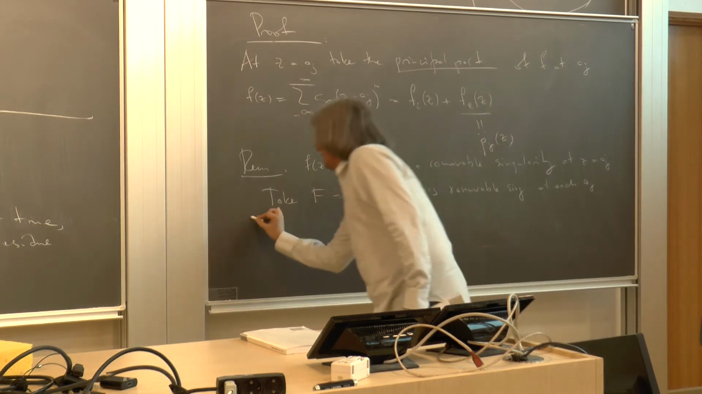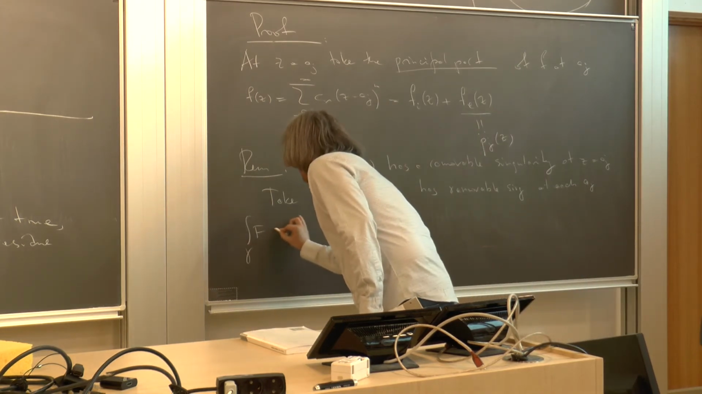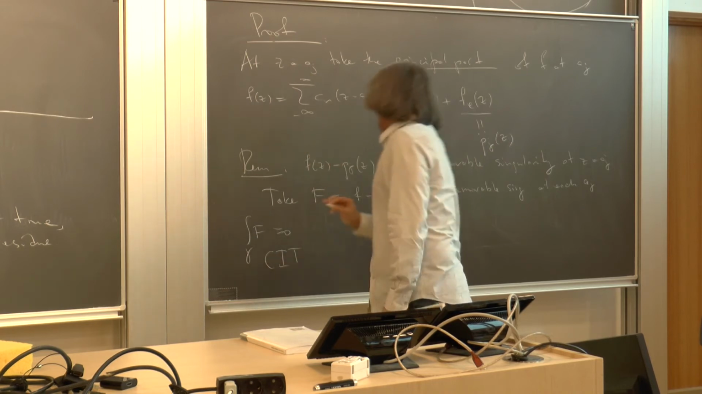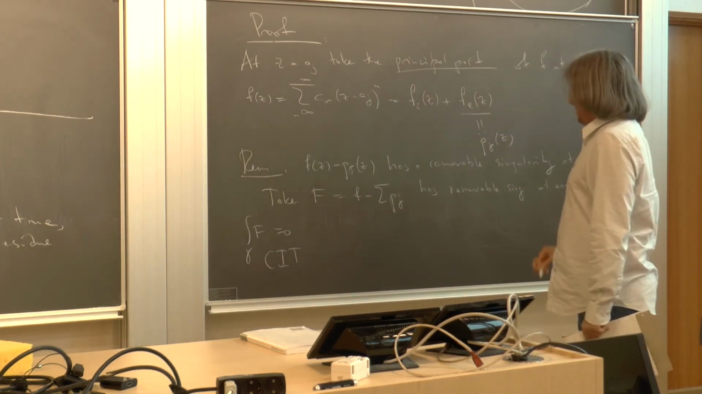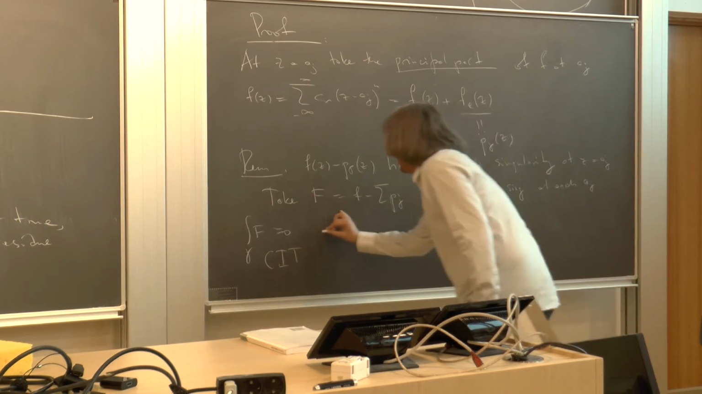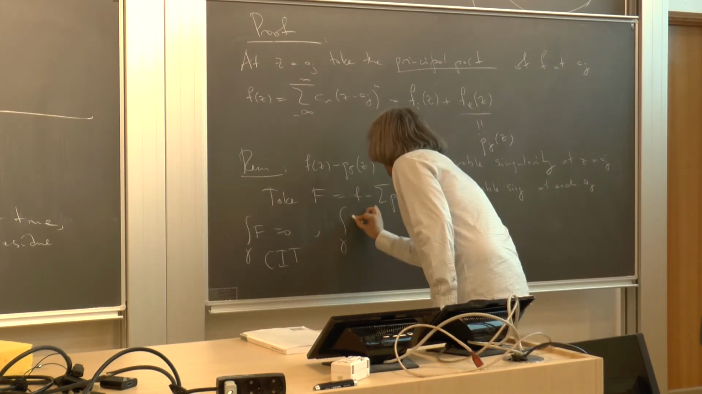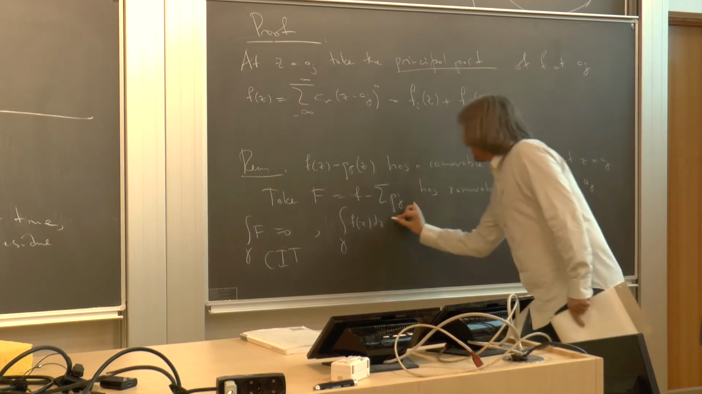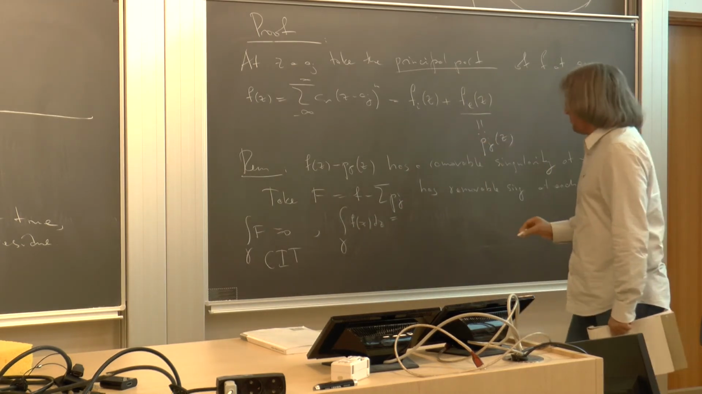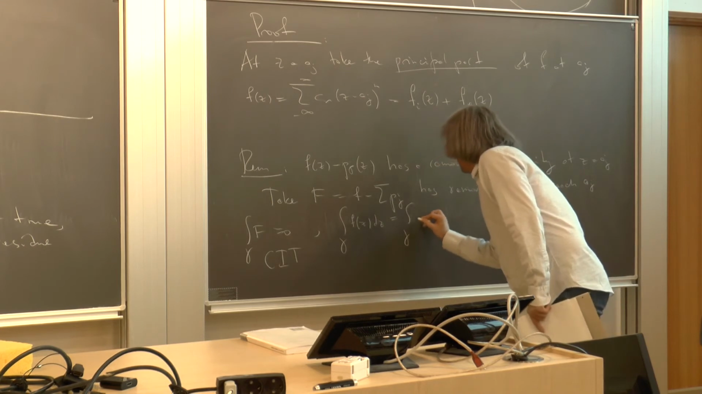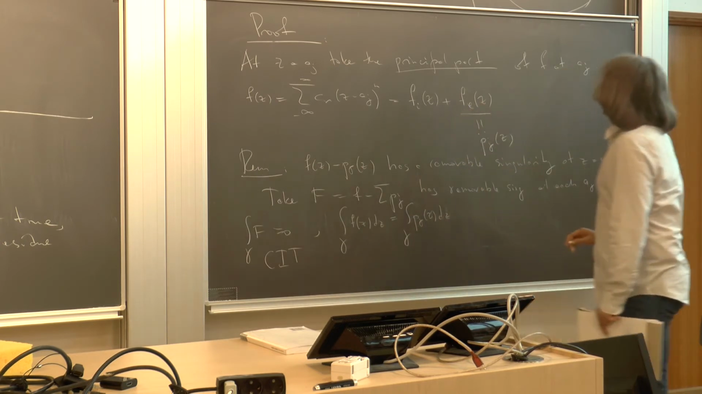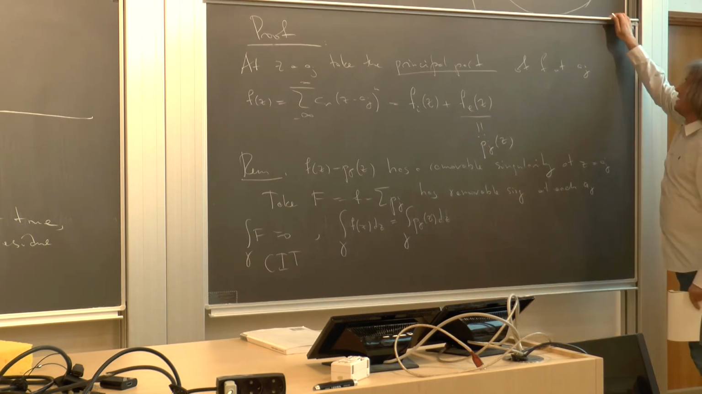So then the integral over gamma of this function is 0 by the Cauchy integral theorem. So then we get that the integral over gamma of f of z dz is the sum of integrals over gamma of P_j of z dz. So now we can modify this picture.